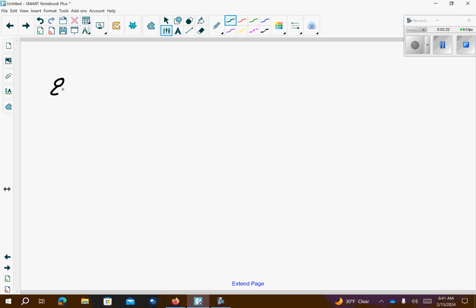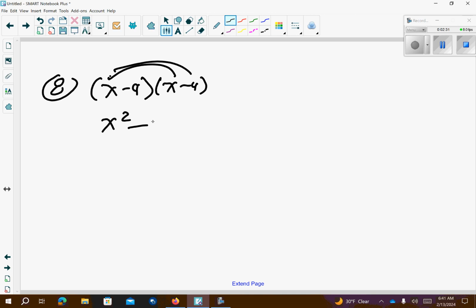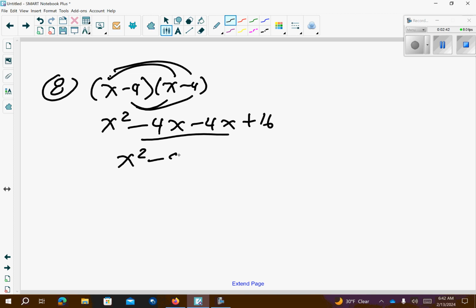Number 8, x minus 4 and x minus 4. Distribute the x, so x times x and x times negative 4. So I get x squared minus 4x. Distribute negative 4. Negative 4 times x is negative 4x. Negative 4 times 4 is positive 16. Combine our like terms together, so we get x squared minus 8x plus 16.